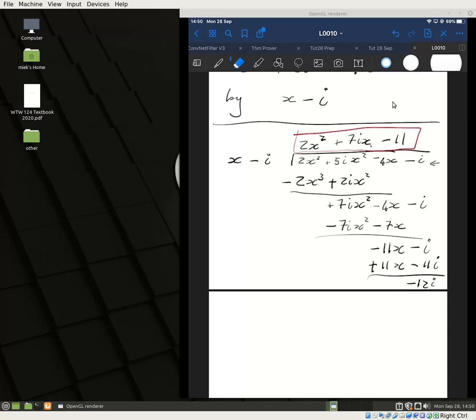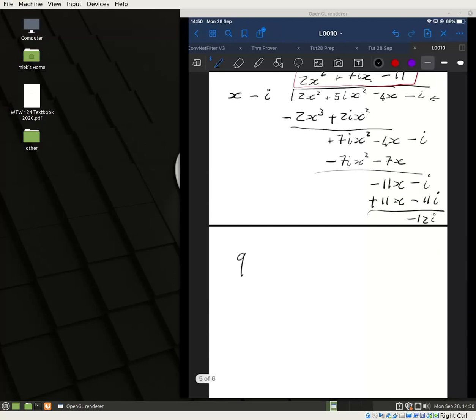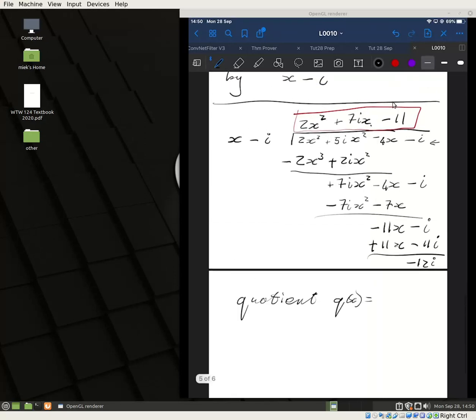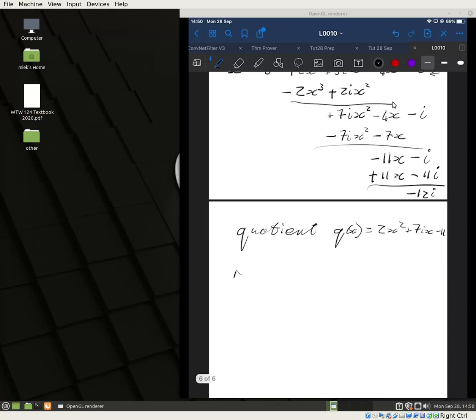Okay, so the quotient q(x) is 2x squared plus 7ix minus 11, and the remainder r(x) is the constant polynomial minus 12i.